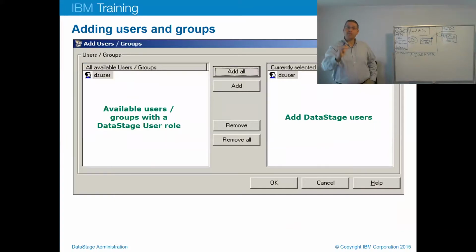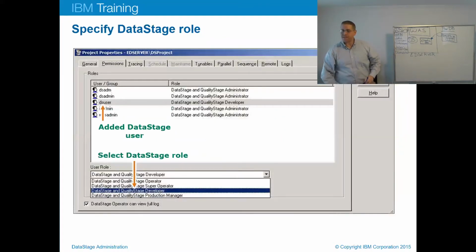It'll show him a list of every DataStage account that's not added to that project. So it's here that he would be able to select the JSON account, add me to the project, and then assign me a level of access. What am I to that project?